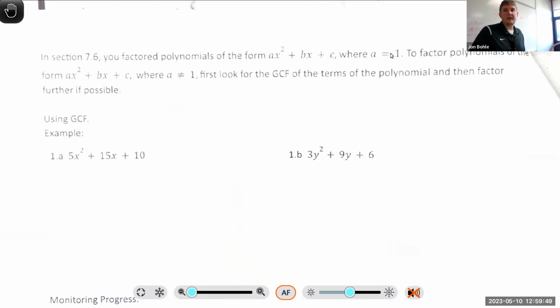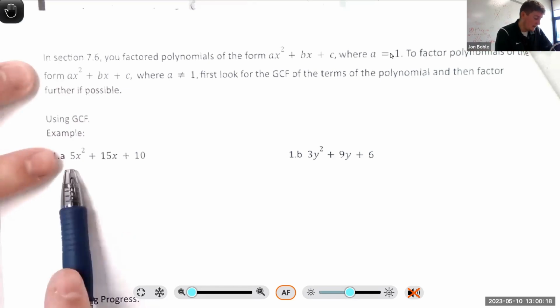In 7.6, you factor polynomials of the form ax squared plus bx plus c, where a is 1. To factor polynomials in the form ax squared plus bx plus c, where a is not 1, first, always look for a greatest common factor of the polynomials, and then factor further if possible. So remember, greatest common factor is going to be the largest number that evenly divides out of every number. And that could be a variable, and that could be just regular old numbers.